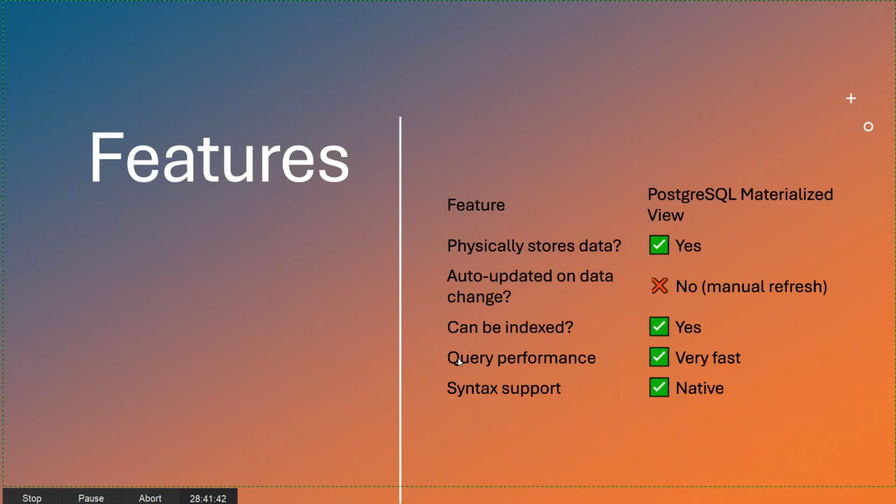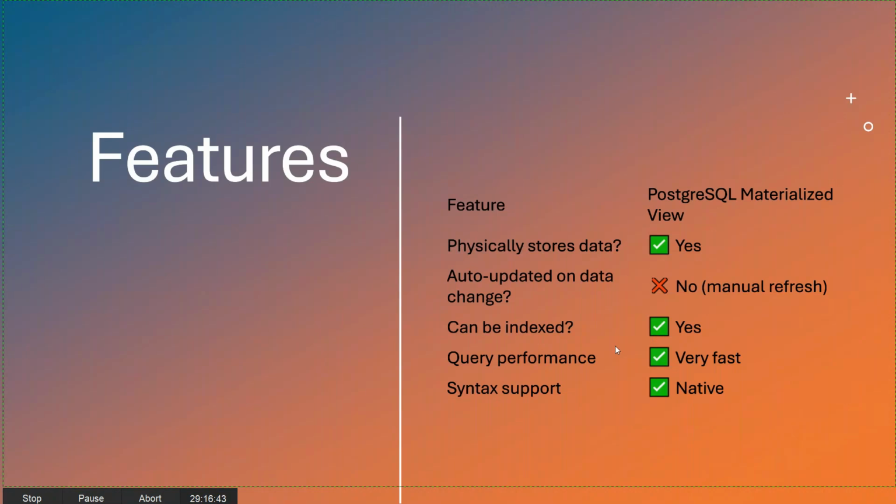Feature-wise, for physical data storage, yes. Auto-updated on data change: a simple view has immediately reflected the change that occurred for employee number 10001 with respect to the gender field, male to female. But this impact does not show up in the materialized view immediately. We have to manually refresh this materialized view to get these changes reflected.